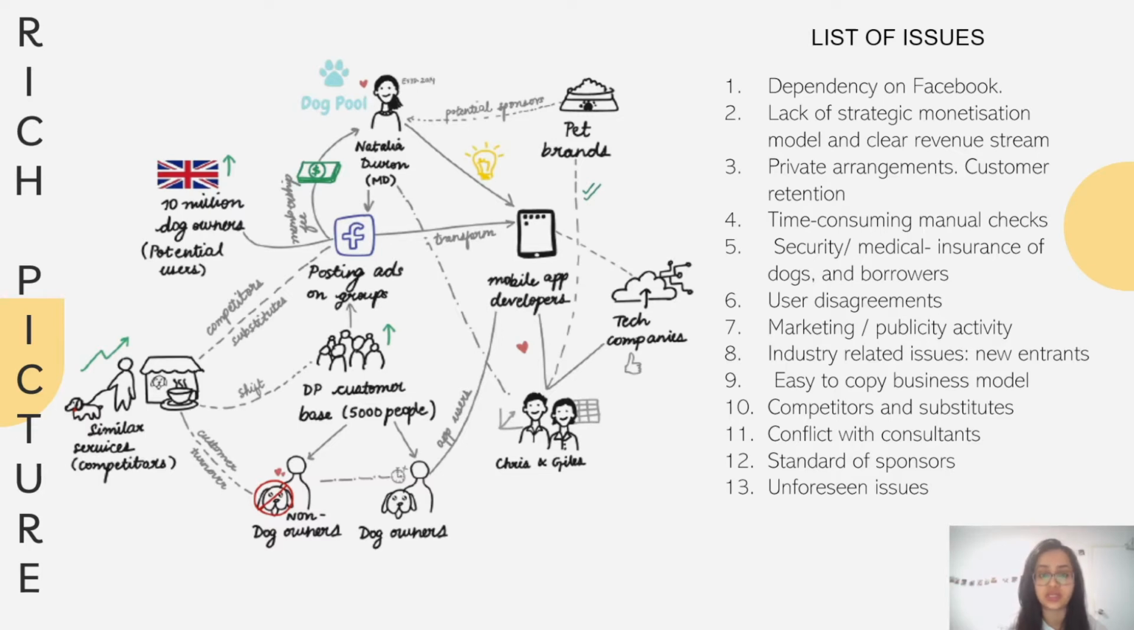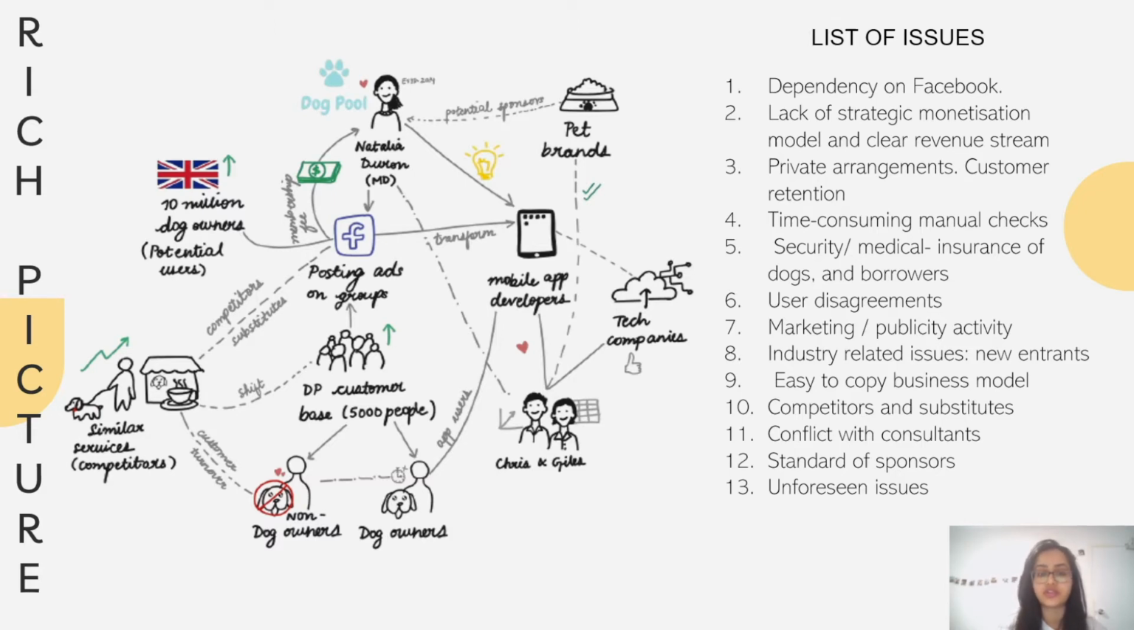Coming to industry-related issues, there is a threat of new entrants as the entry barriers for this industry are low and your business model is very easy to copy. And anyone that has Facebook can start their own such group. Apart from this, there are pre-existing services like Borrow My Doggy that are well established and are growing quite rapidly. Dog lovers can also visit pet cafes where they can enjoy spending time with dogs free of cost.